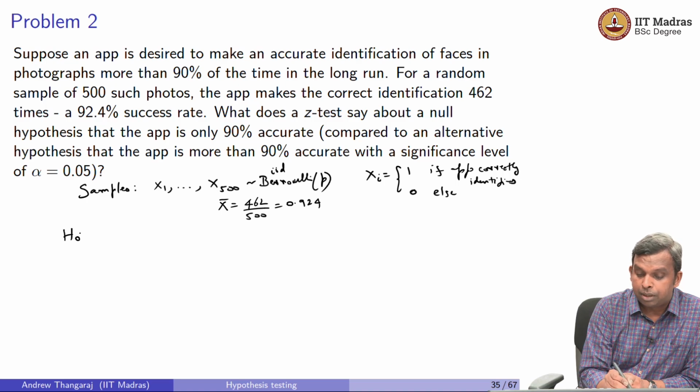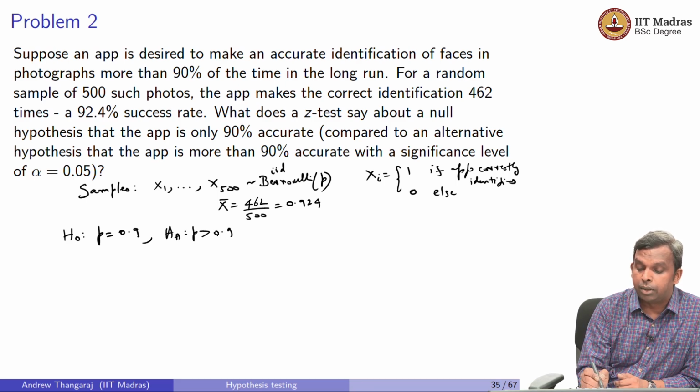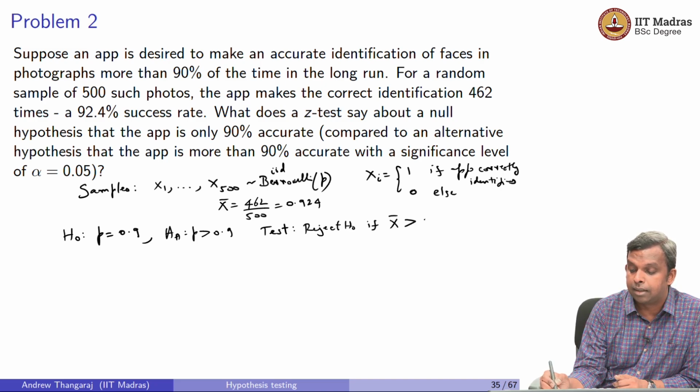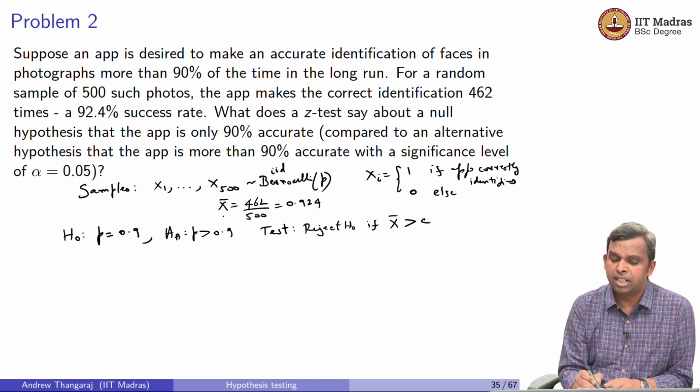And what is your null hypothesis? Null hypothesis is p equals 0.9. Alternate hypothesis is p greater than 0.9. Okay, you would like to test against this, and your sample mean is this, and what is your test going to be? This is your right-sided test, so you will reject H0 if your x bar is greater than some c. Okay. Now, what's the distribution of x bar?